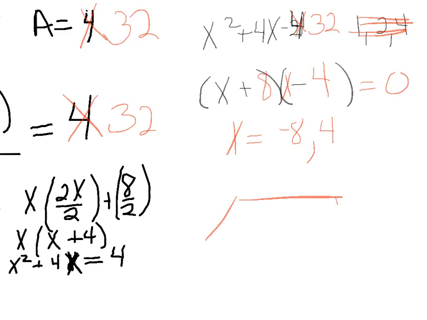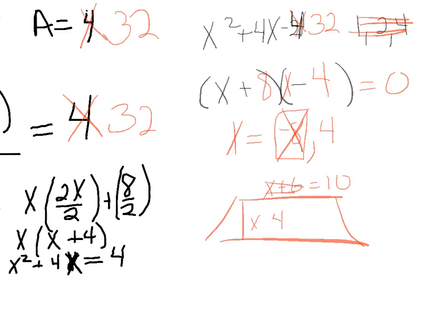Now looking again at my trapezoid figure, I had an x here. Could I ever have a negative number for a distance? No. So I drop out the negative answer because it's an extraneous solution. It seems to be correct, but it doesn't fit the story problem. So I know now that my x is 4. If I wanted to solve for my other sides, x plus 6 on top would equal 10. And my bottom would be x plus 2, so 4 plus 2 equals 6.